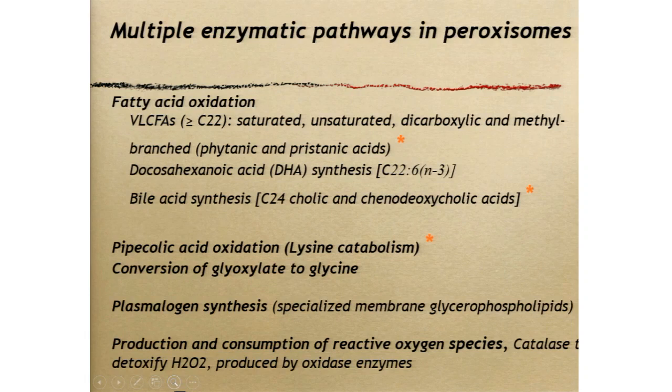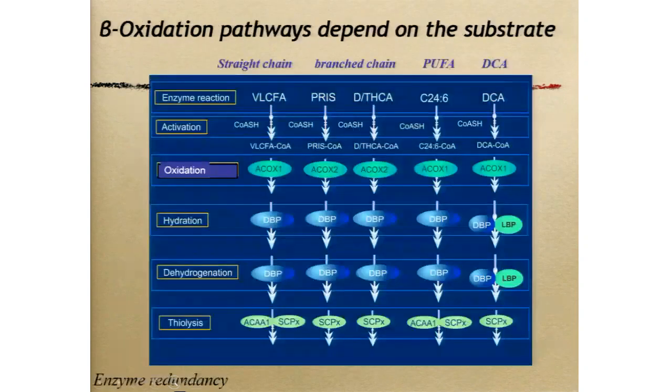And hydrogen peroxide needs to be consumed, and so peroxisomes have the enzyme catalase as well as other antioxidant enzymes to help with the reactive oxygen species balance in the peroxisome and in the cell.